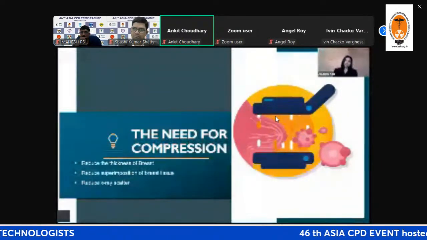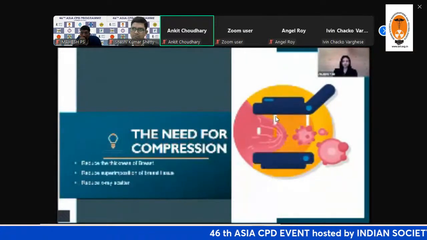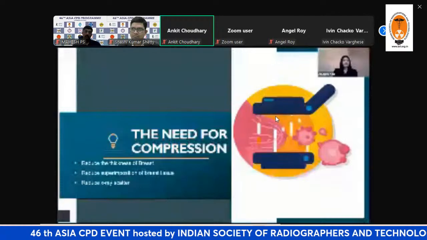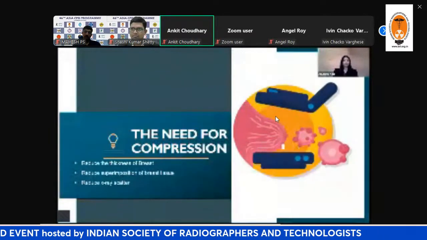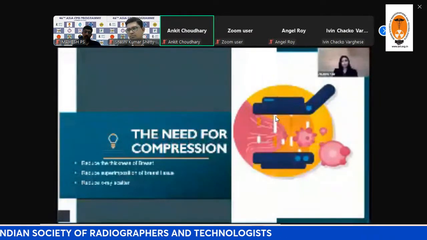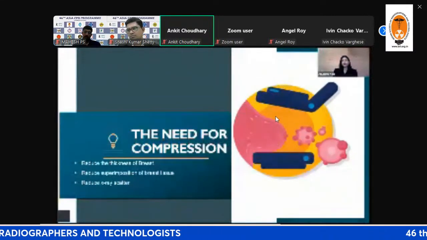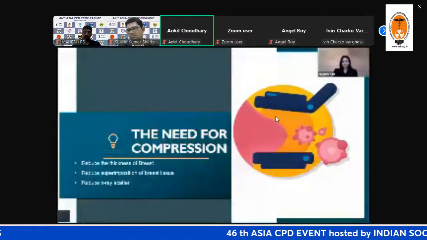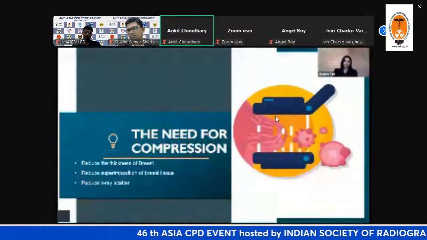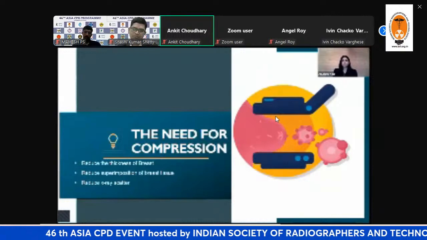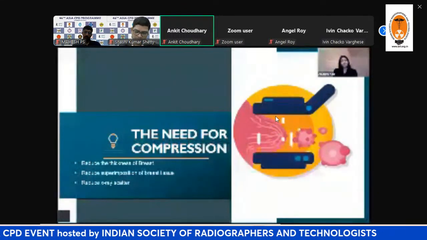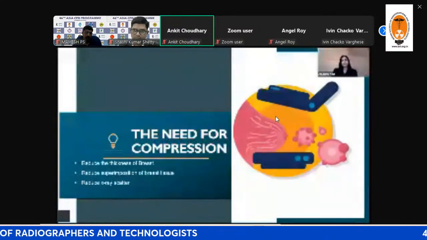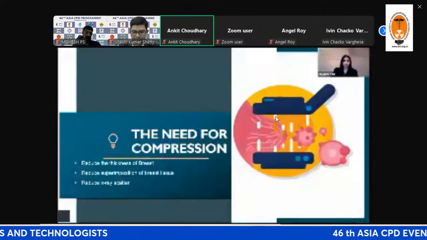The compression is basically required so that the thickness of the breast tissue is reduced. Secondly, it reduces the overlapping that happens because there is too much glandular tissue and fat present in the breast, so we want to reduce the superimposition of the breast tissue. Thirdly, another aim is to reduce the scatter produced during the radiation exposure. The third reason, the reduction in X-ray scatter, is a minimal concern for us; rather, the first two, thickness of the breast and superimposition of the breast tissue, are the major reasons why we give compression in mammography.